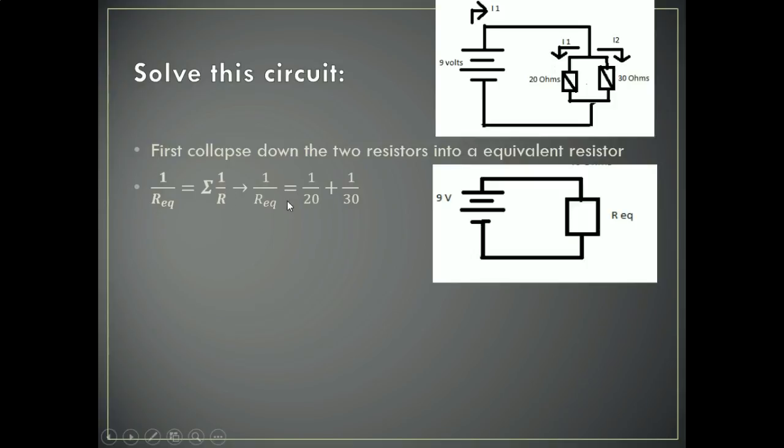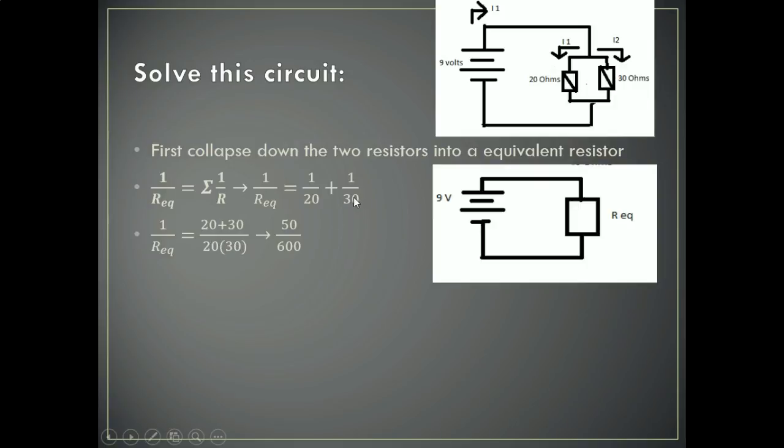So 1 over Req equals 1 over 20, because we have 20 ohms here, plus 1 over 30. We have 30 ohms on the other side. So when you do this math here, instead of making common denominators, my teacher taught us that if we just cross multiply, so 30 times 1, 20 times 1, over the multiplication of the two denominators, so like 20 plus 30 over 20 times 30.